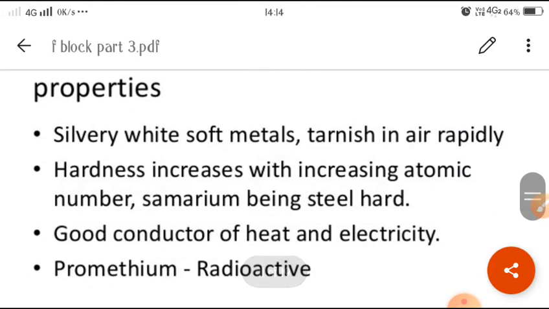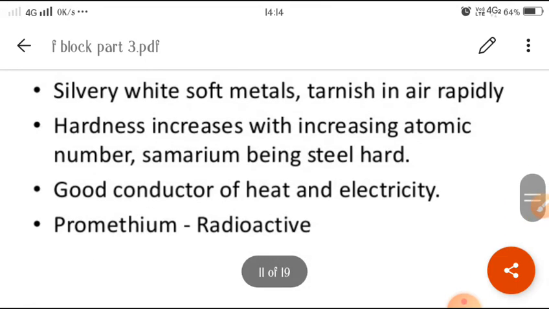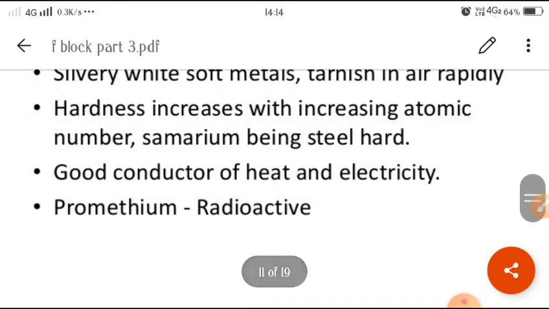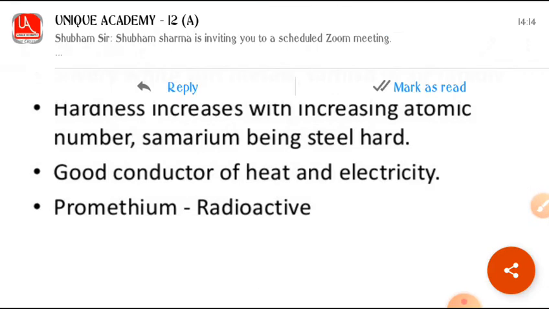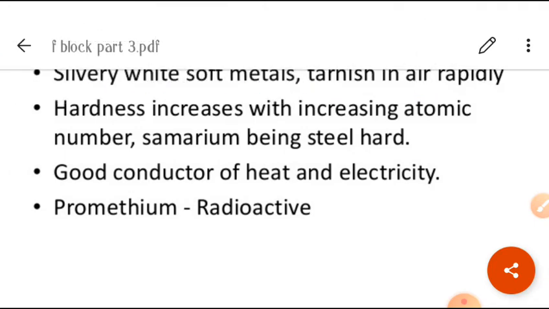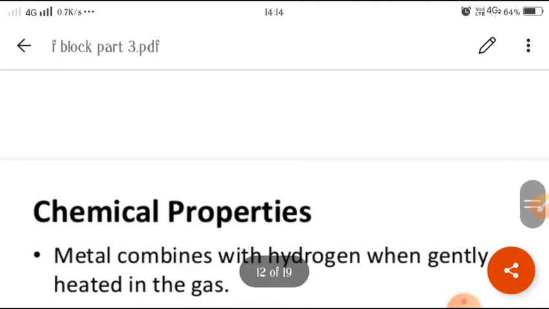Now how do they appear? Physical properties. Lanthanides are silvery white soft metals and they tarnish readily in air. Hardness increases with increasing atomic number, samarium being steel hard. They are good conductors of heat and electricity. Promethium in 4f is highly radioactive.